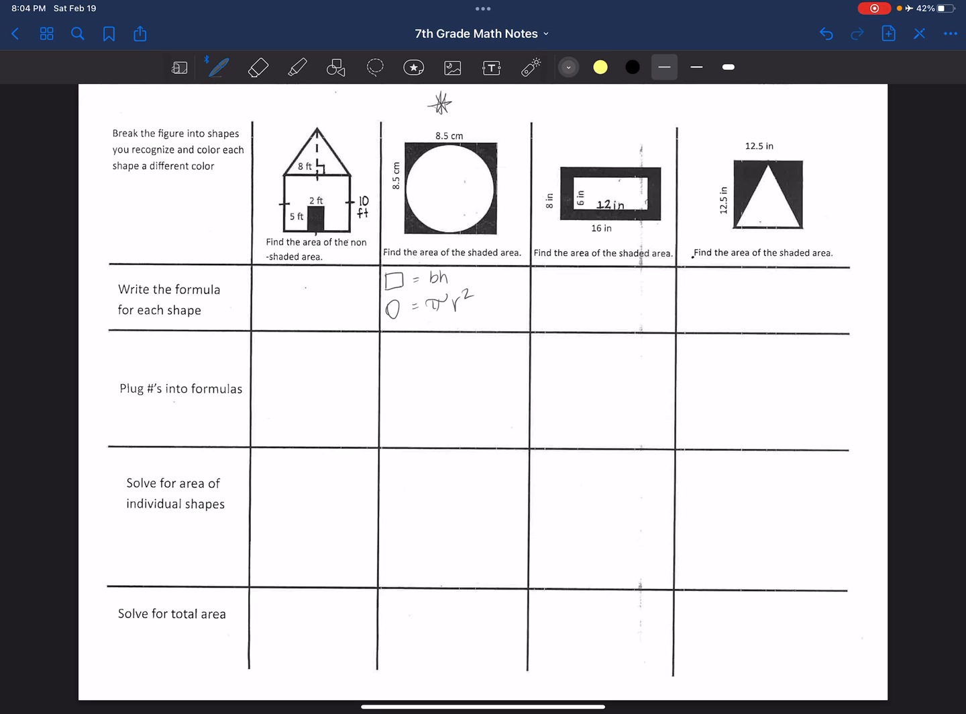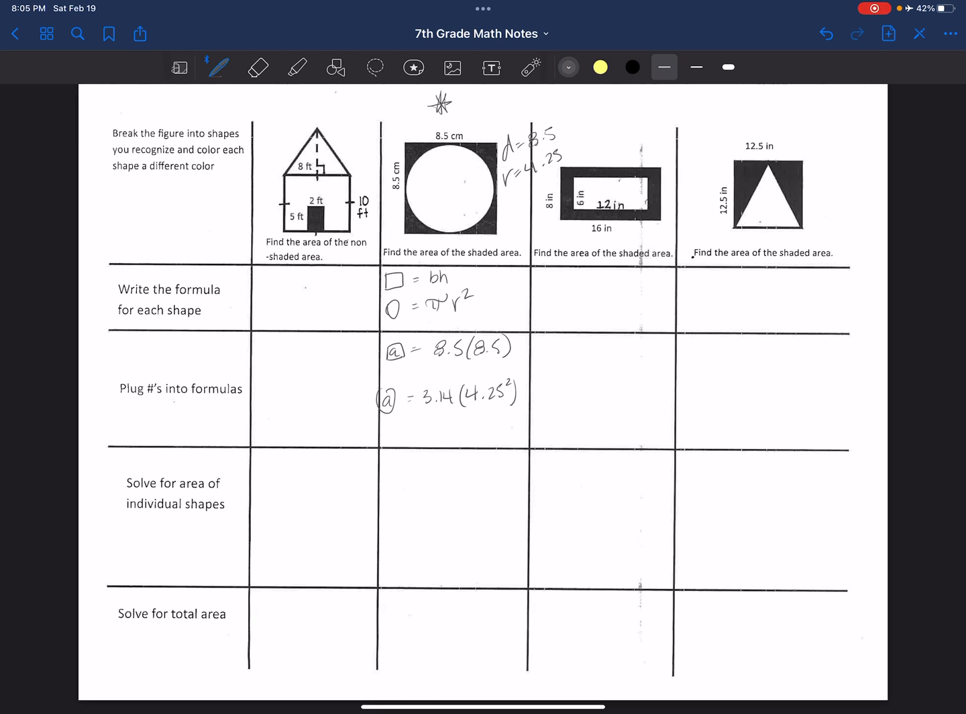I know my base and height for my square, since they're the same, is going to be 8.5 times 8.5. And then for my circle, it's going to be 3.14 times, what's half of 8.5? Because I need to find my radius, right? R to the power of 2, so D equals 8.5, therefore R equals 4.25. Because half of 8 is 4, and then half of 5 is 2.5.